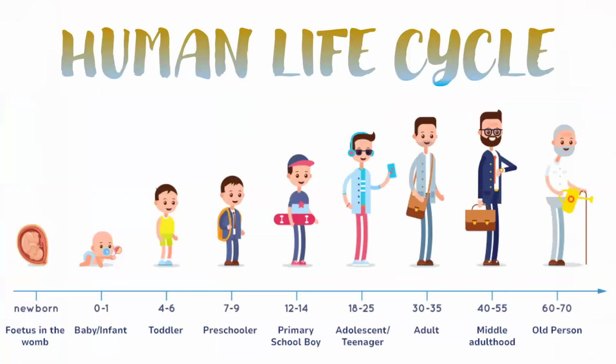Okay. So this is the human life cycle. Newborn, as you can see, then we have infant, 0 to 1. Then we have toddler. Toddler means when a child learns to walk, that is toddling. Then we have preschool. Then we have primary school. Then we have adolescent. Then we have adulthood. Then middle adulthood. Then old age. This is the human life cycle.